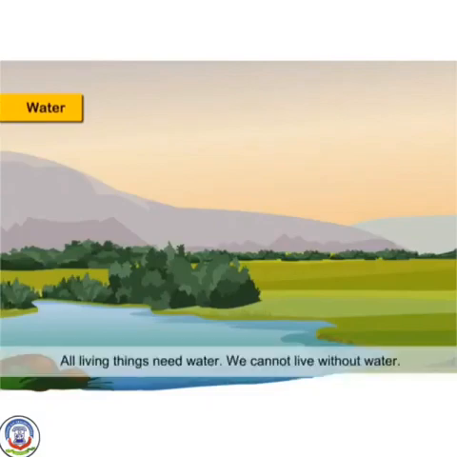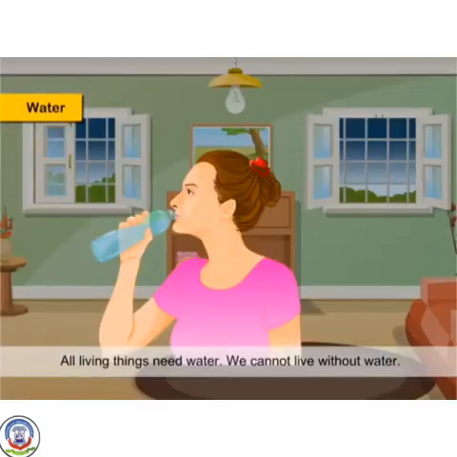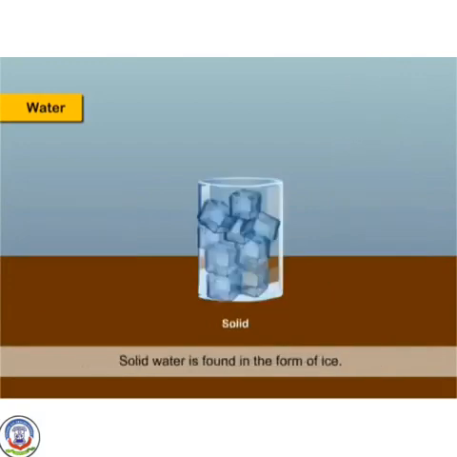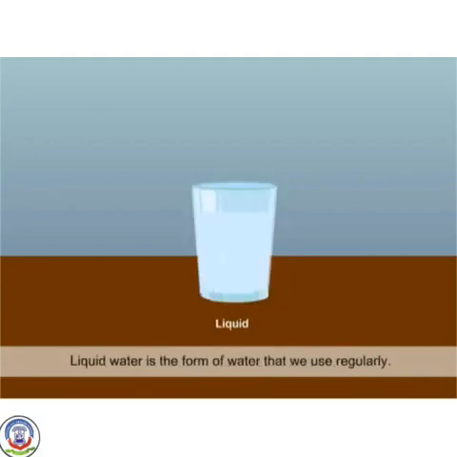Water. All living things need water. We cannot live without water. Water is found in 3 states: solid, liquid, and gas. Solid water is found in the form of ice. When we put water in the freezer, it becomes solid. Frozen water is called ice. It has a fixed shape until it melts. You can touch solid ice.